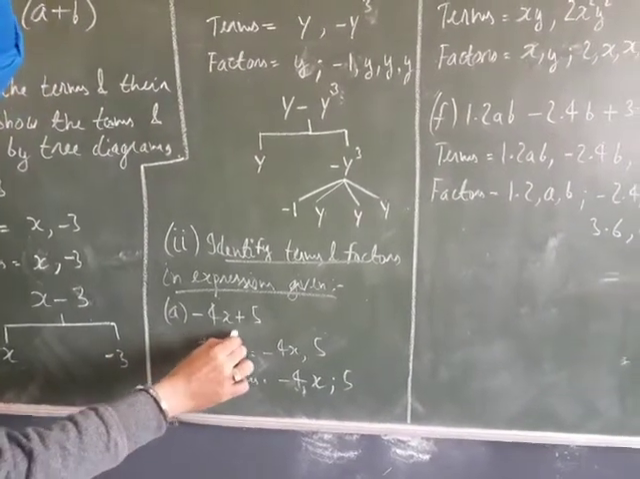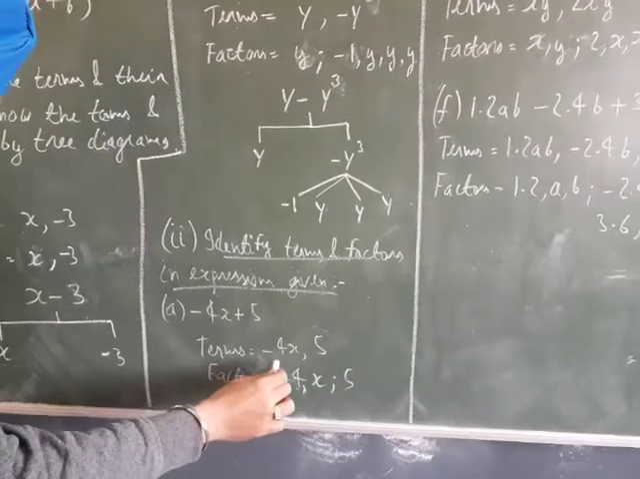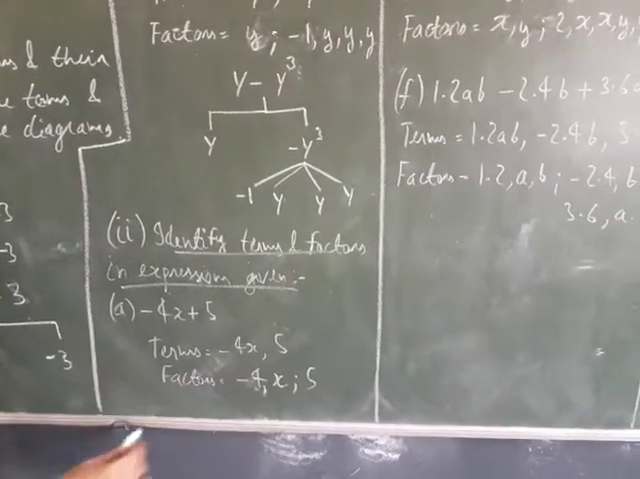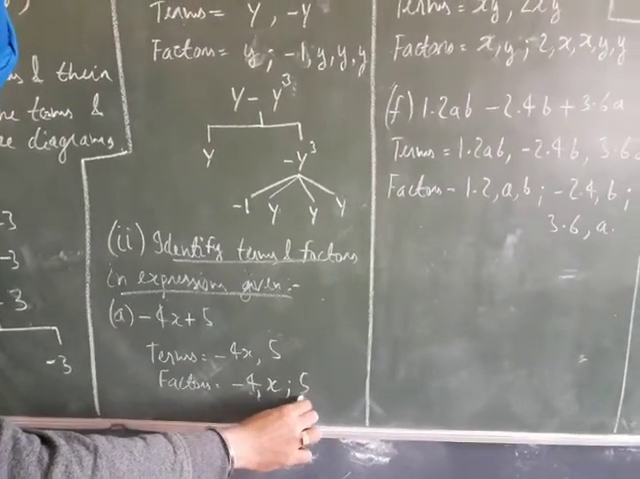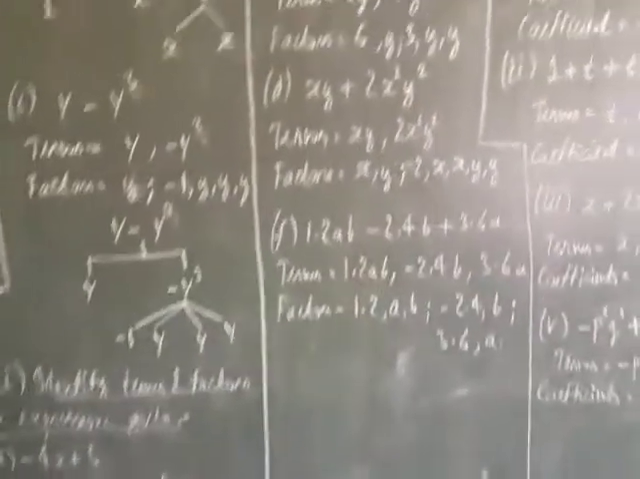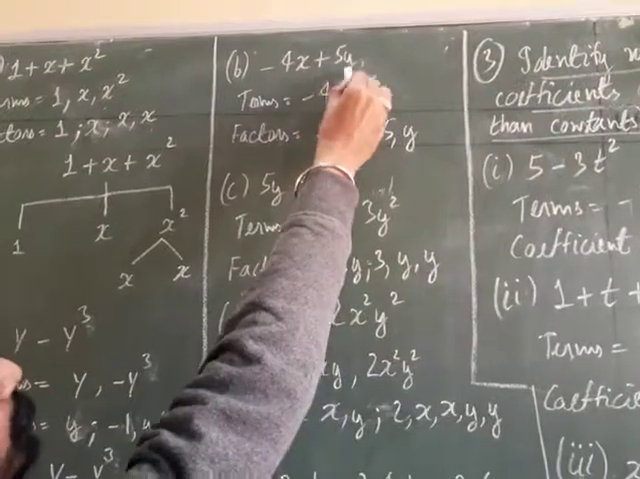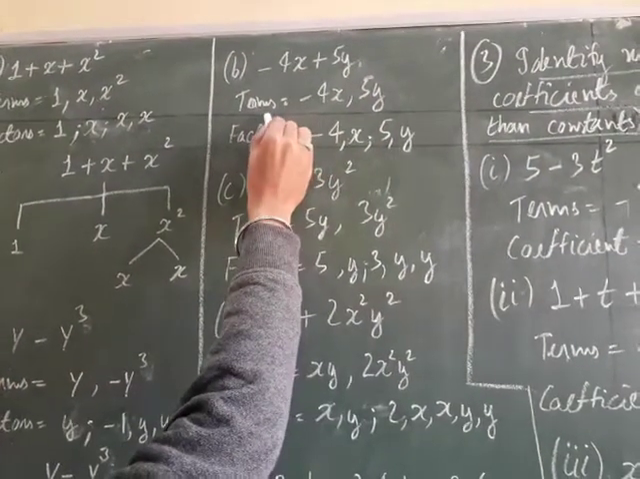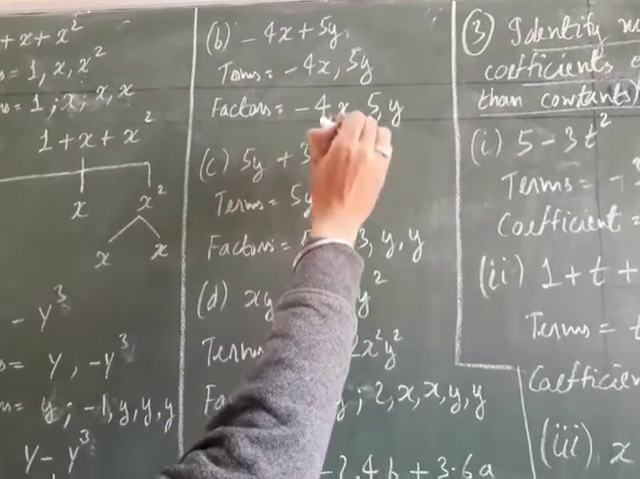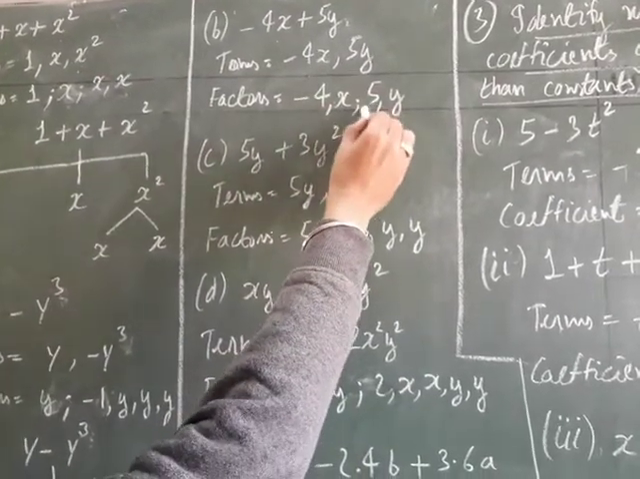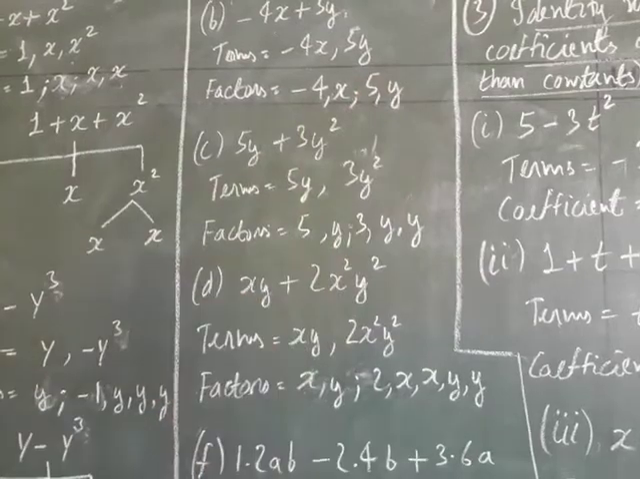You have to identify the terms and factors. First part is minus 4x plus 5. In this 2 terms are there, minus 4x and 5, and factors are minus 4 comma x, and here the factor of 5 will be 5 only. Then see b part, minus 4x plus 5y. 2 terms are there, minus 4x and 5y. Factors, minus 4 comma x is the factor of minus 4x, and 5 comma y is the factor of 5y.